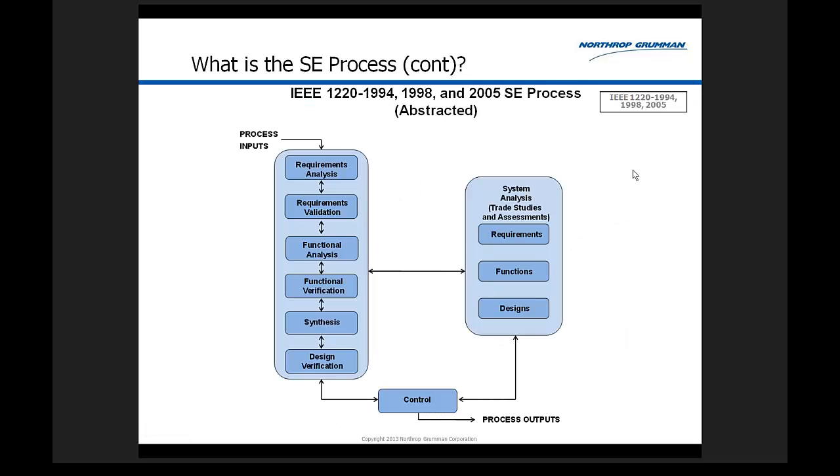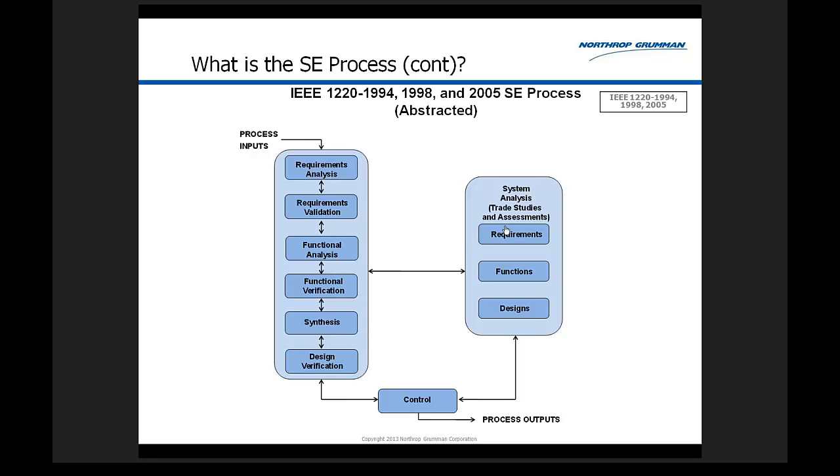All right? Moving on to the specific standards, here's an abstraction of the 1220 document. You have requirements analysis, the inputs, and requirements validation. Make sure the requirements are valid. Yeah, you have to ask, are those requirements really valid requirements? Okay, and then you baseline those, and you have the functional analysis, the functional verification. Make sure that the functions satisfy the valid requirements. Then you have the synthesis or design, and you verify that the design satisfies the requirements, okay? Notice these two-headed arrows going up and down.